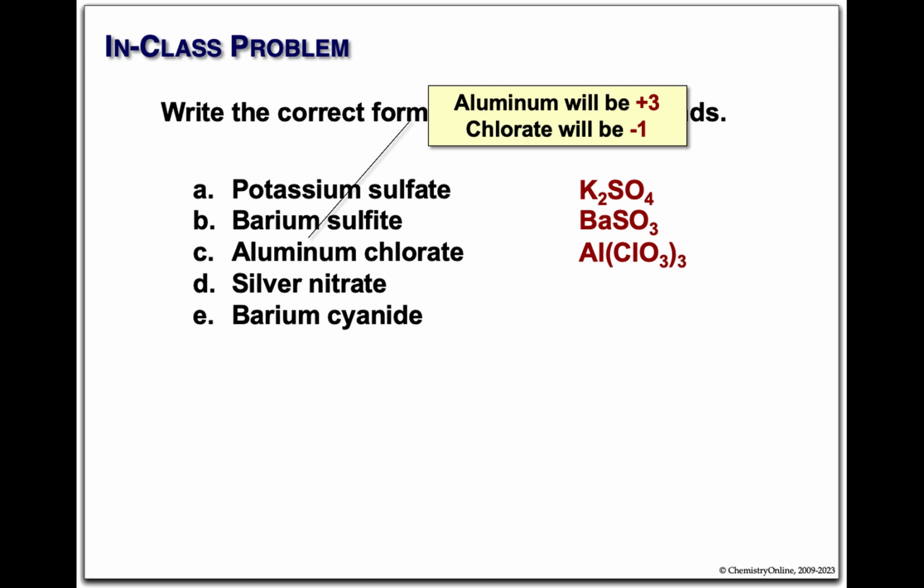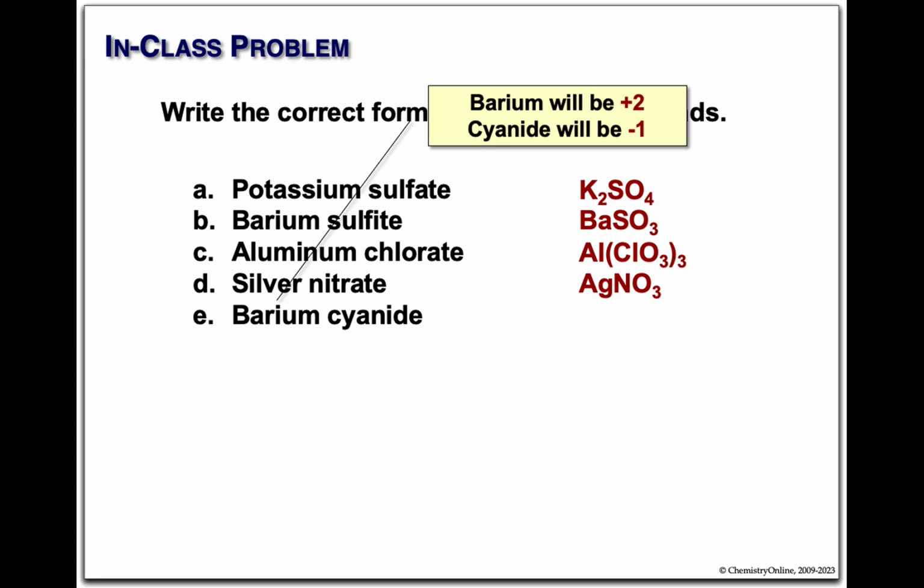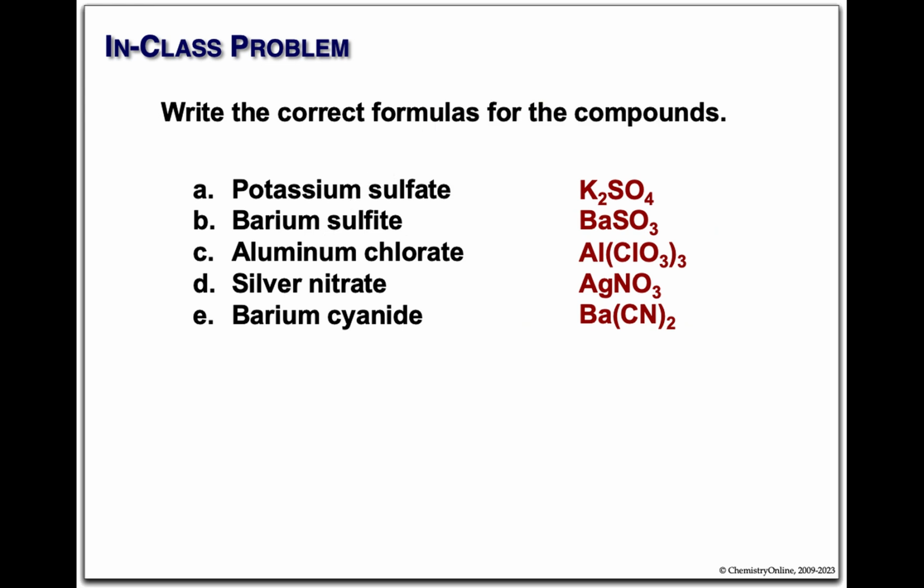Silver nitrate. Silver is +1. Nitrate is -1. Simply AgNO3. Barium cyanide. Barium is +2. Cyanide we said was -1, we need 2 cyanides. Again, we use parenthesis like this. If we simply stuck the 2 without the parenthesis, it would look like 1 carbon, 2 nitrogens, wouldn't it? That's not right. Any questions? All right.